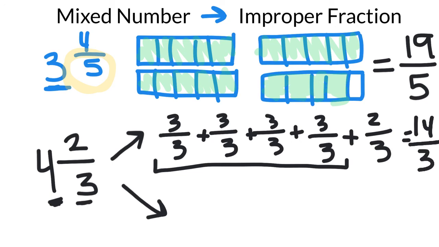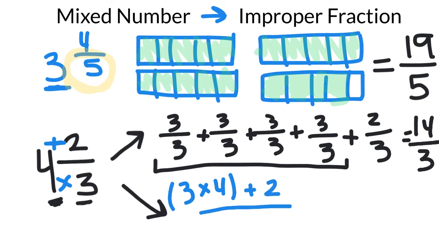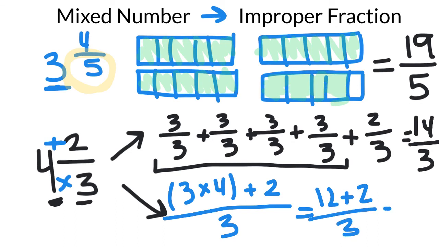14/3. A shortcut strategy that you can use also is that you remember that you're going to multiply the denominator by the whole and then add the numerator. So you would do 3 times 4 plus the numerator, and it's still going to be over the same denominator. 3 times 4 is 12, plus the 2 more, and I get 14/3 again. And that's it.